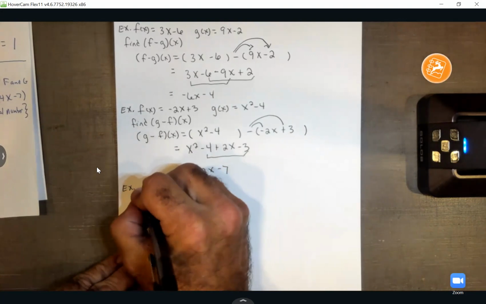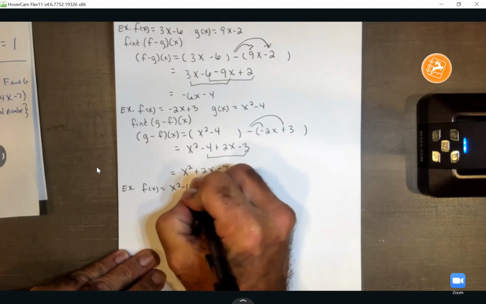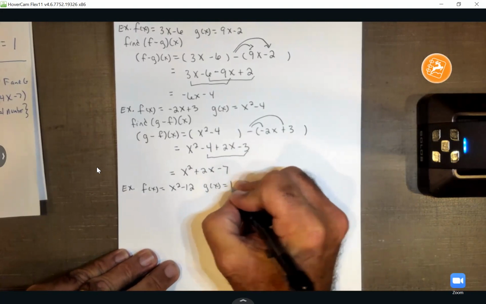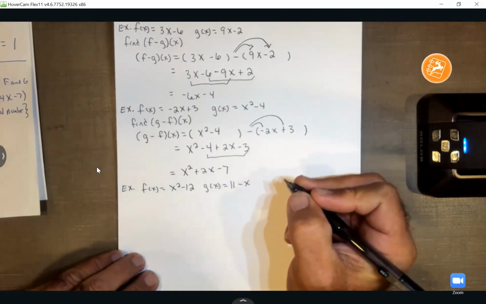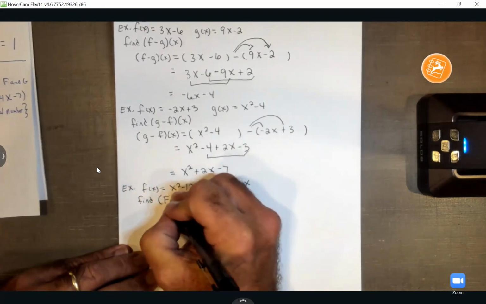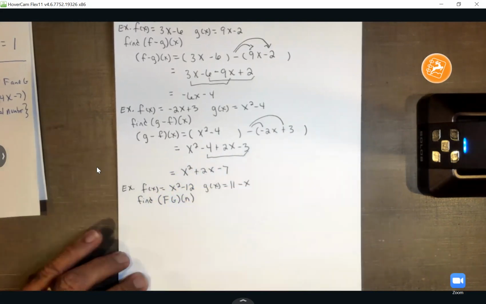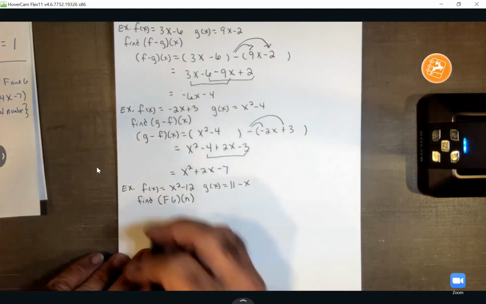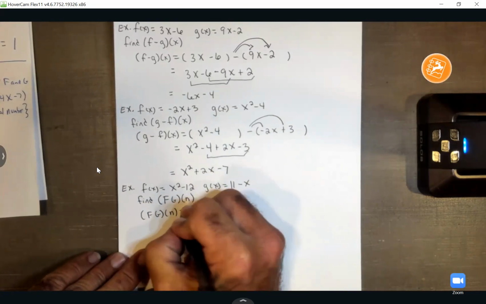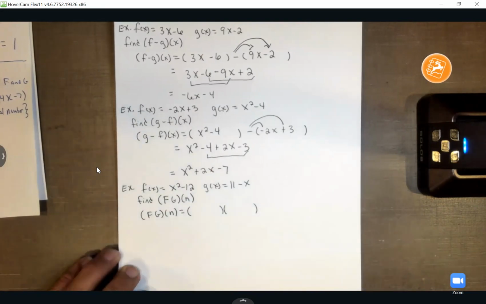So this one has f of x equals x squared minus 12. G of x equals 11 minus x. They want us to find f times g of n. You know, f times g of n will equal one function times the other function.